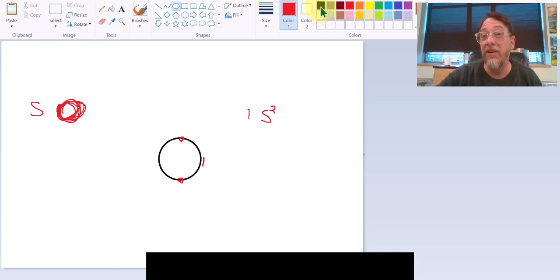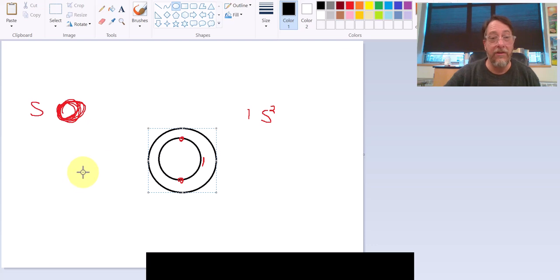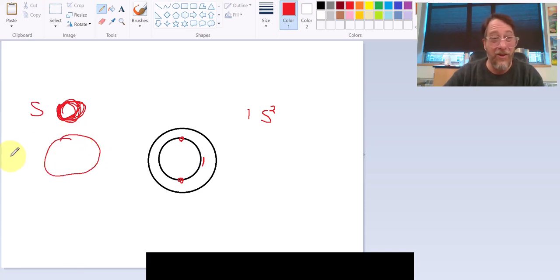And this seems a lot like the last time, doesn't it? We're going to have another level here, and we're going to put more electrons. Actually, the first thing that happens is that there's another s orbital that's bigger, so let me redo that and make it bigger. So, nice circle, right? So this would be 1s, and this would be 2s.